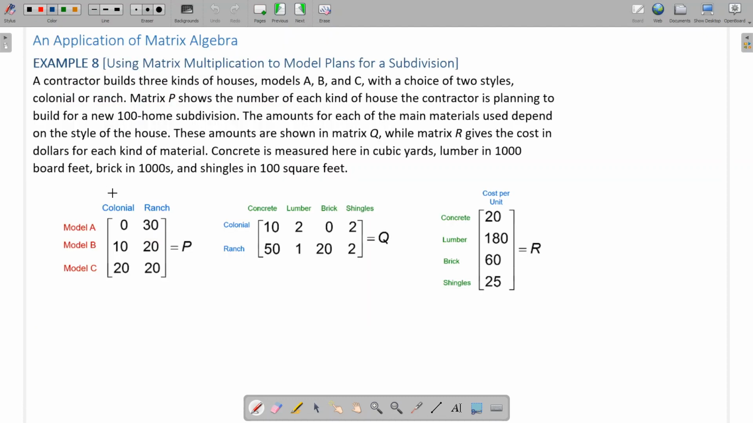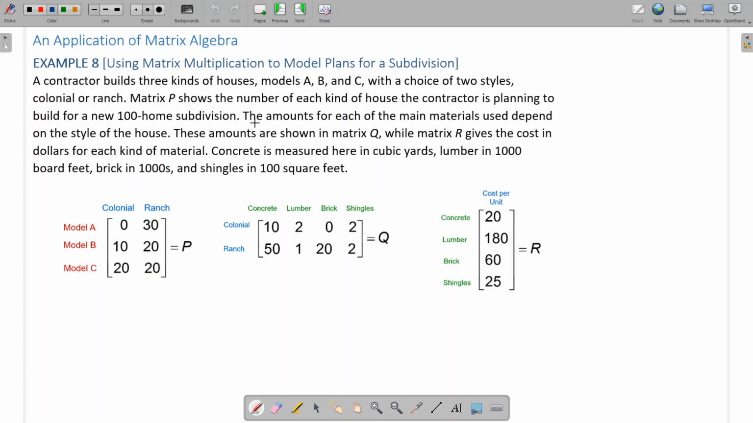Okay, last example is an application of matrices. So let's go ahead and read the problem. It says a contractor builds 3 kinds of houses, models A, B, and C, with a choice of 2 styles, colonial or ranch. Matrix P shows the number of each kind of house the contractor is planning to build for a new 100-home subdivision. So here's matrix P. It's saying they're building no colonial model A's, but they're going to do 30 model A's that are ranch style, 10 model B's that are colonial, etc., all the way through. So this is every type, every model with also its style.